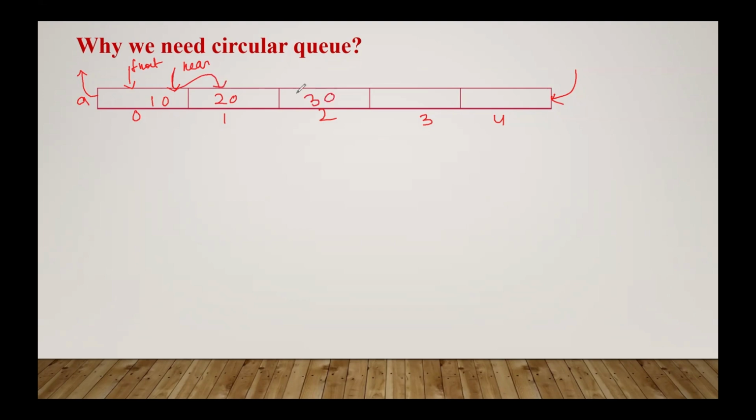Then we store another value, and one by one rear moves forward. Now rear points to this value. For example, we want to delete an element. This value is deleted, and now front points to the next value. So this one is deleted, and now front points to this one.